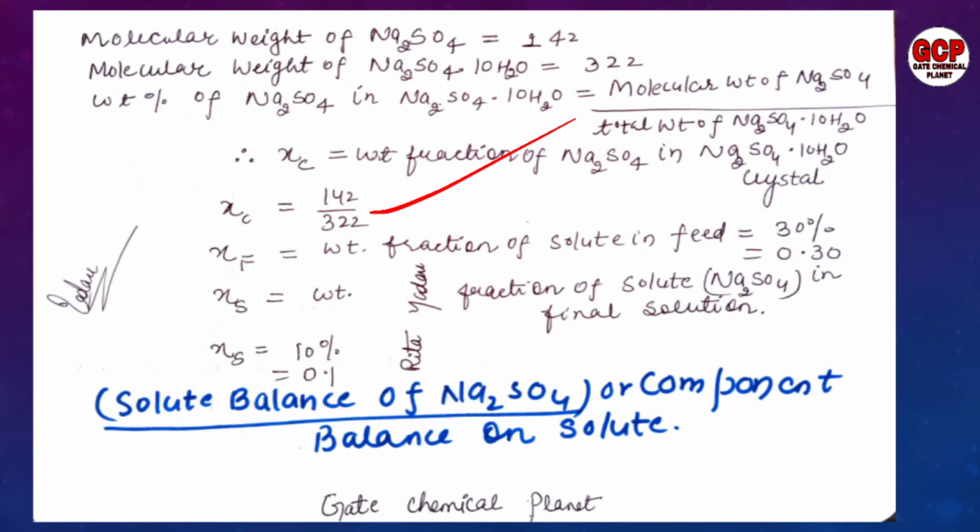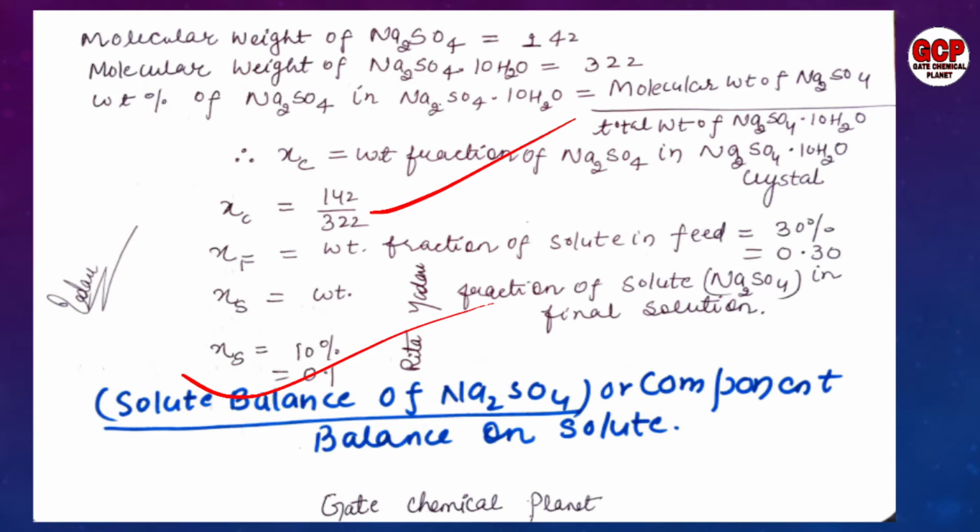So what is given for the final solution? It is already given in the question. 10% of the salt is present in the solution, so we can easily write it as 10 divided by 100, which equals 0.1. So now we have calculated the value of Xc. We have the XF value already and the XS value is given in the question. So here we have all the values for Xc, XF, XS.